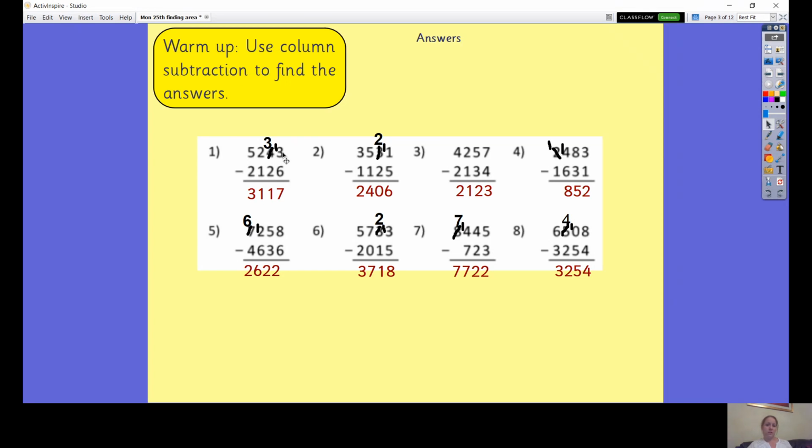So we did 3 take away 6, and obviously if we've got 3, then we can't take away 6 from that and still end up in positive numbers. So we need to exchange, we need to go next door, and we need to exchange one of those. So we cross out the 4, put a 3, and put the 10 into the ones column. And now we've given ourselves 13. So 13 take away 6, 7. And then we can do 3 take away 2, that's fine, it's 1. And then 2 take away 1 is 1, and 5 take away 2 is 3. So the answer is 3,117. And you can have a little check through those, pause it if you need to, and check the rest of your answers there.